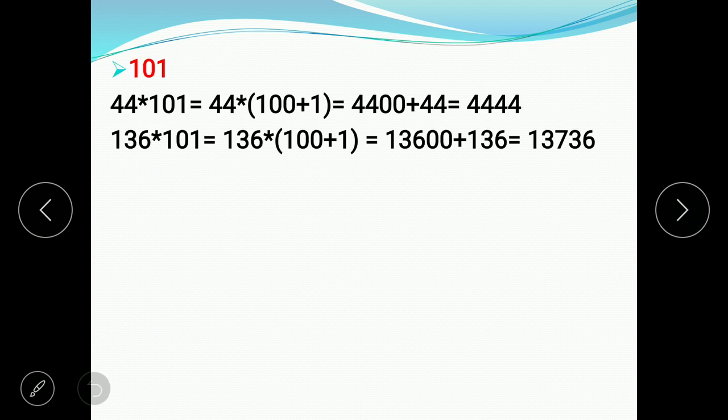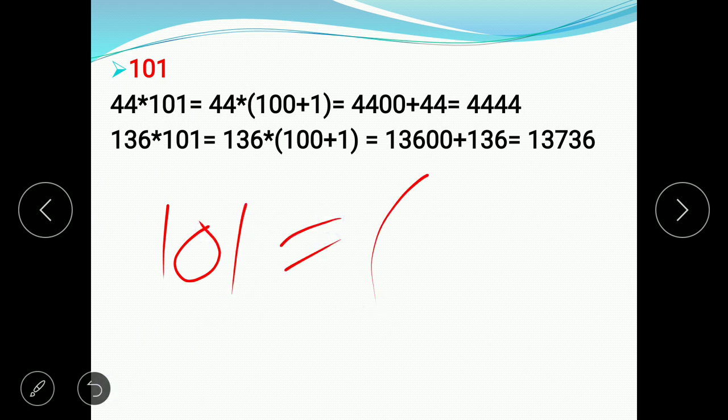62 into 99 is equal to 62 into 100 minus 1, which is equal to 6200 minus 62, which will ultimately give us 6138. Similarly, 87 into 99 is equal to 87 into 100 minus 1, which is equal to 8700 minus 87, which is equal to 8613. Now 101. 101 can be written as 100 plus 1.